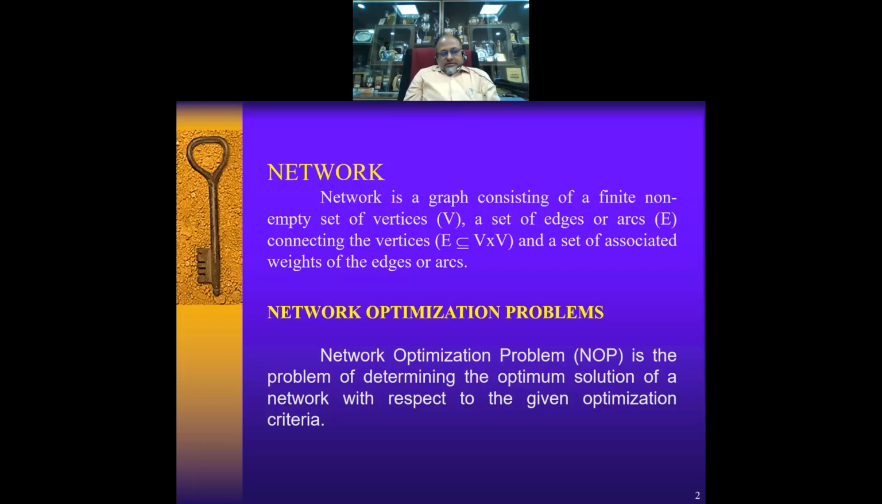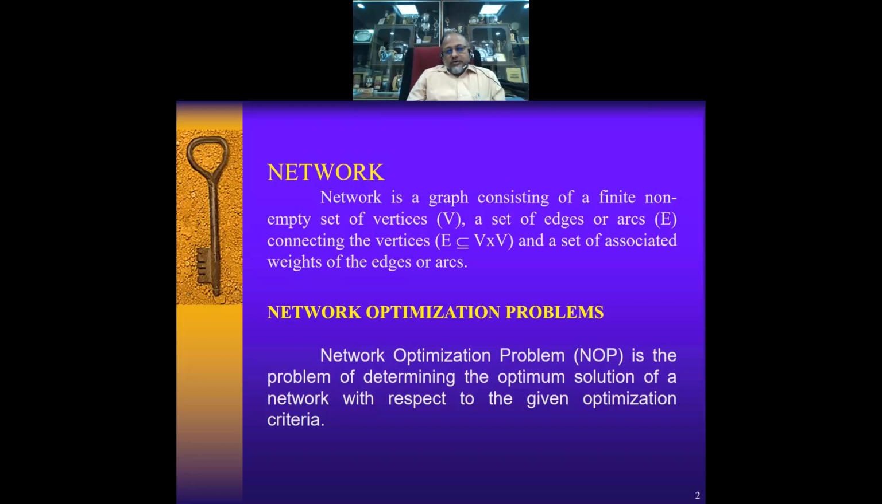Today, I'm going to discuss the network optimization problem. First of all, we should know what a network is. A network is a graph consisting of a finite non-empty set of vertices, a set of edges connecting the vertices, and a set of associated weights of edges. If you ignore the weight of the edges, it is just a graph. So a graph becomes a network only when we add weight, or we can simply say that a weighted graph is a network.